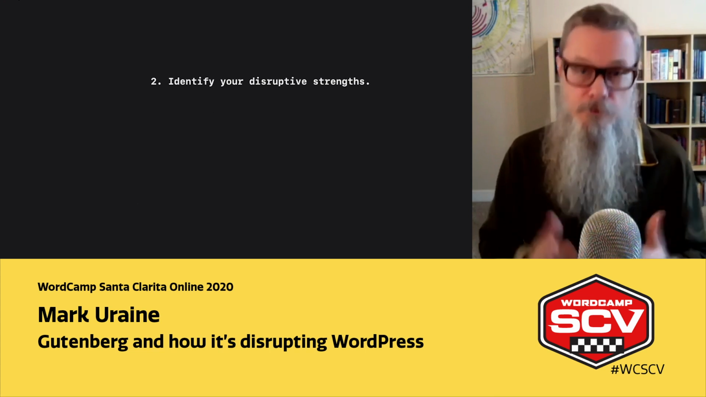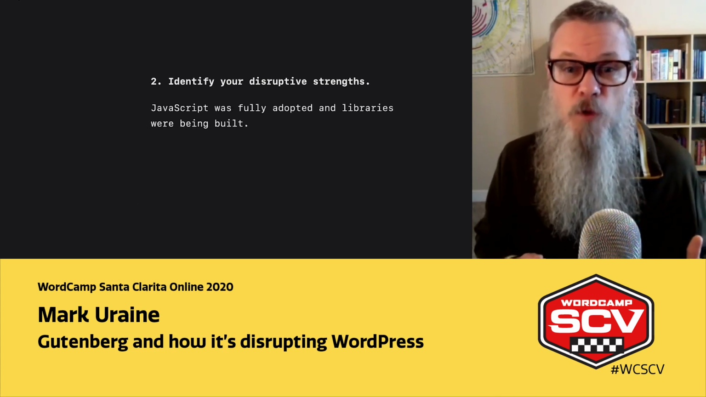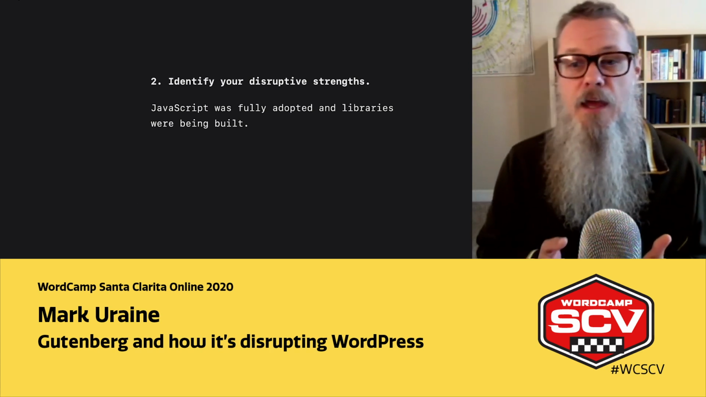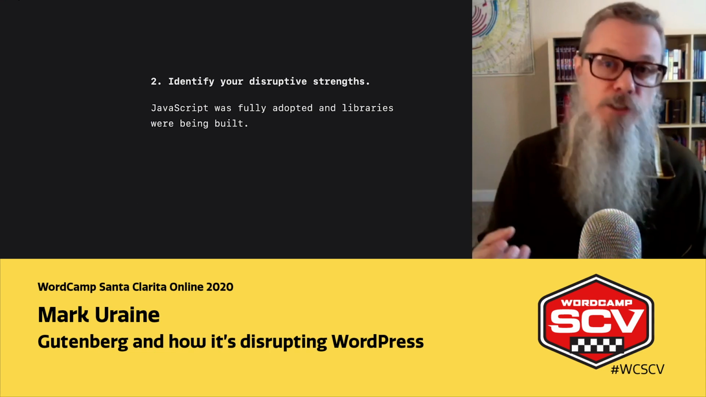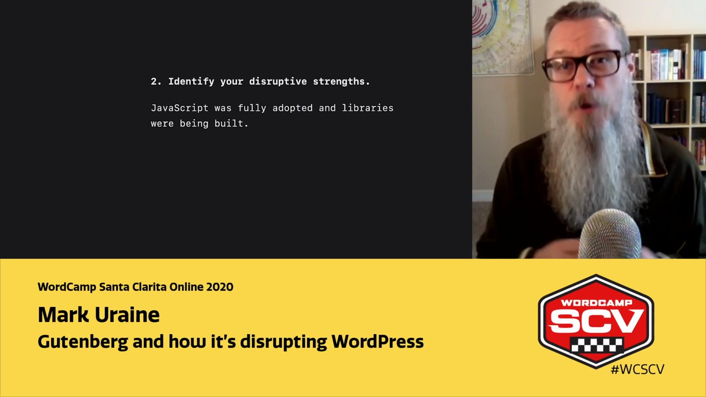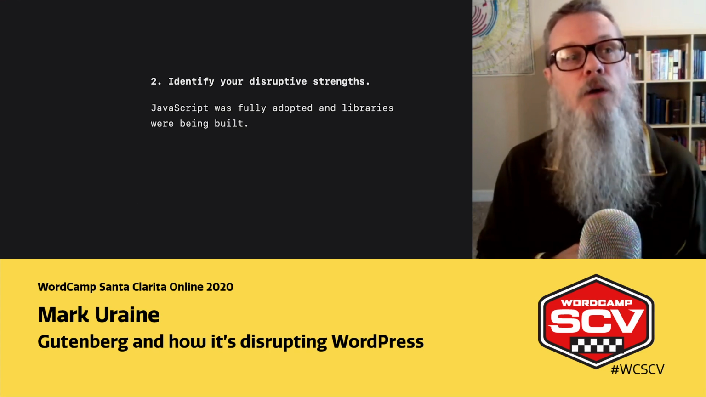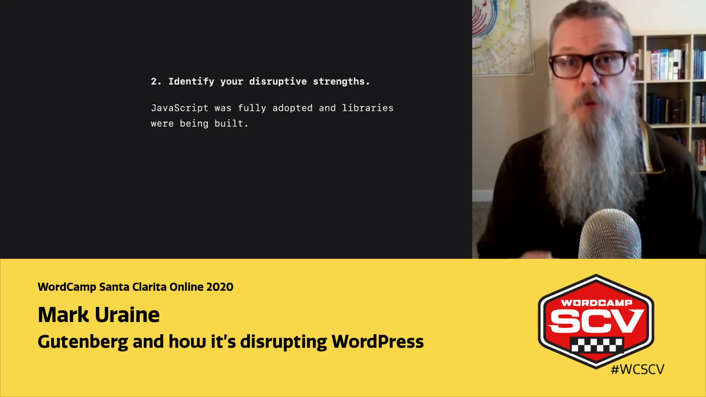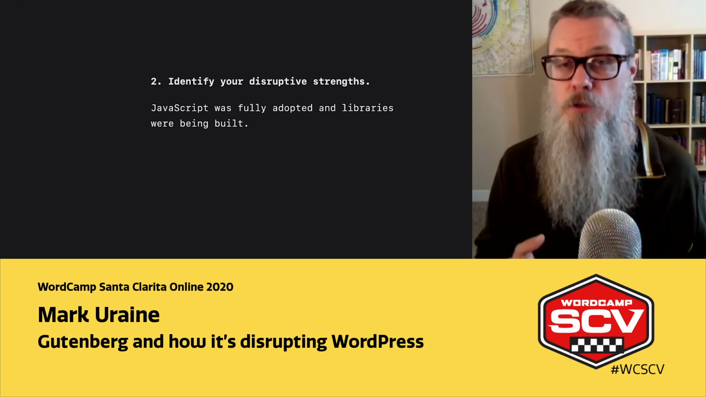Number 2, the identifying of our disruptive strengths. JavaScript was fully adopted by this time. It was sweeping the internet. Libraries were being built on top of it, and it had established itself as a solid coding language that was capable of amazing things. This was an obvious path to go to really incorporate and utilize JavaScript more in the software than what we were currently doing.